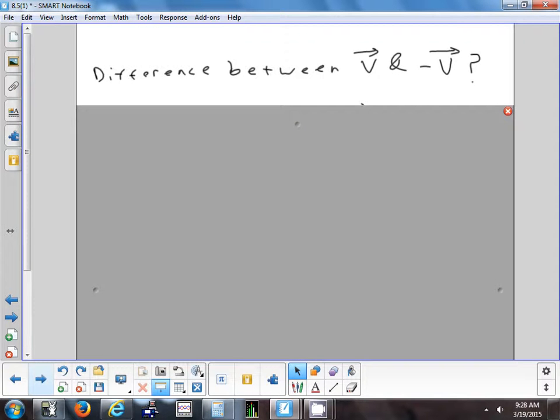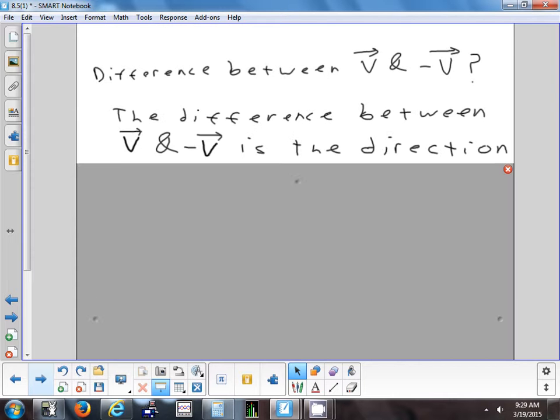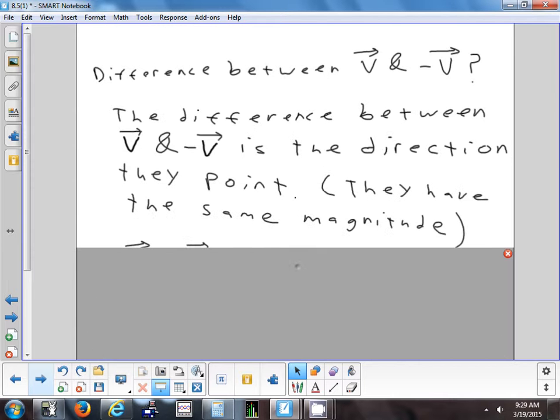Okay, what would be the difference between those two vectors? V and negative V. Well, you could tell me what would also be the same. What's different? What's the same? Magnitude would be the same, the direction would be different. Yeah, the magnitude is identical. The direction is just opposite. Exactly.